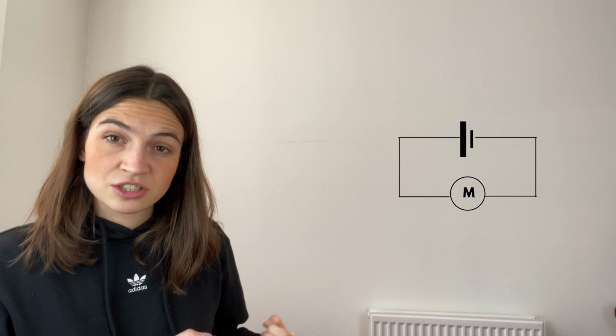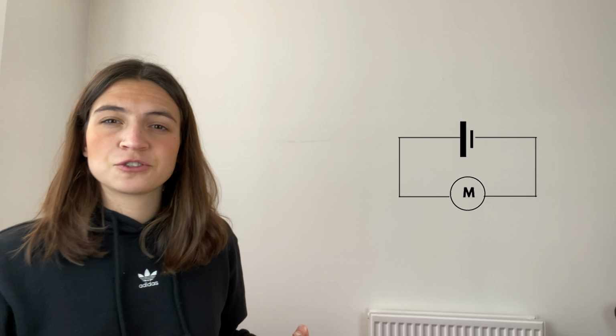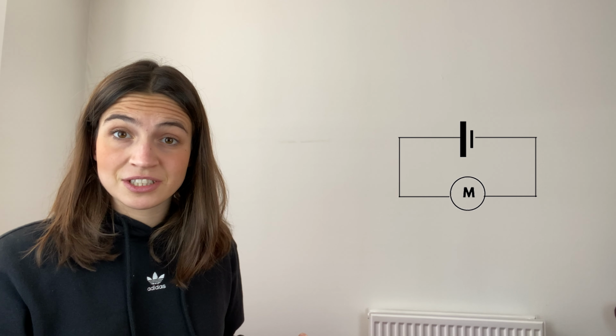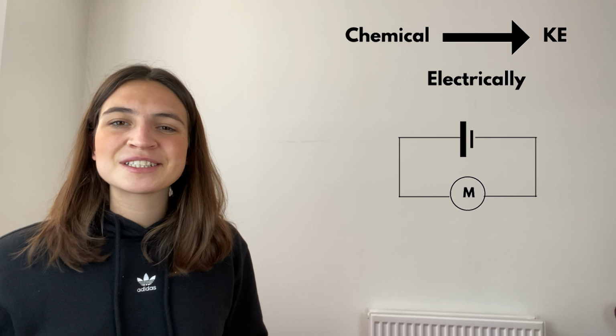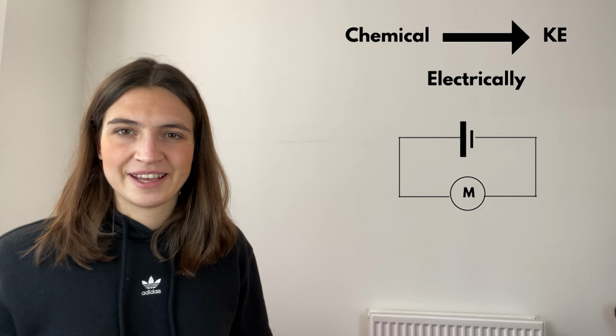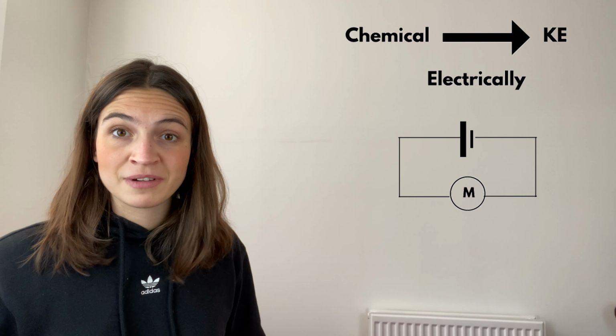Okay, example number 2. If I have a battery-powered motor, chemical energy stored in the battery is transferred to kinetic energy in the motor. That transfer happens electrically via my charges moving around the circuit.